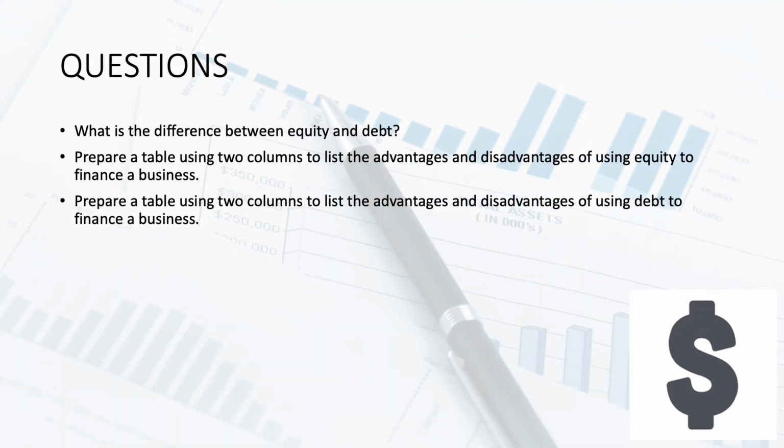So what we'd like you to do today in class is to look at two tables. We want you to actually prepare tables about the advantages and disadvantages of using equity to finance a business, and then the advantages and disadvantages of using debt. So obviously remembering equity is the owner's own funds that are going into the business, or internal financing, and debt is where we're actually borrowing money from other individuals or businesses and using that to finance our business.